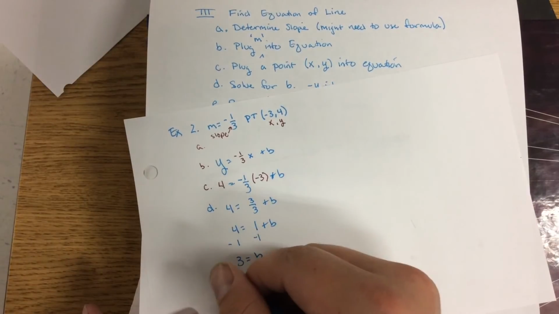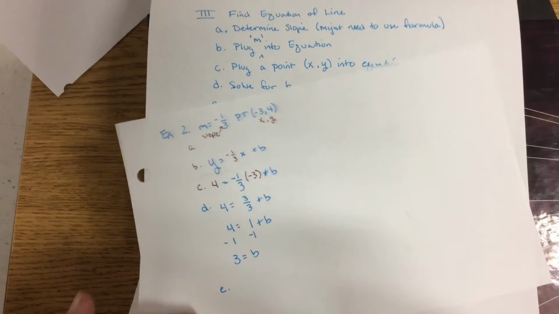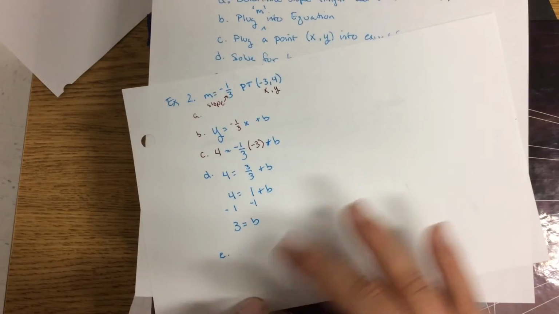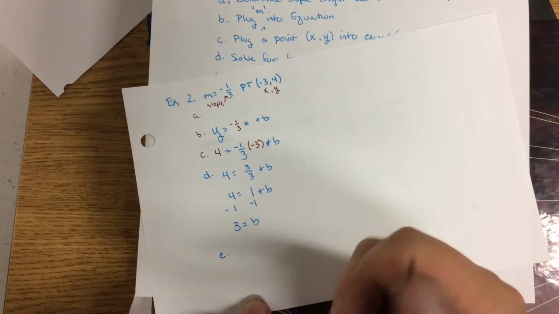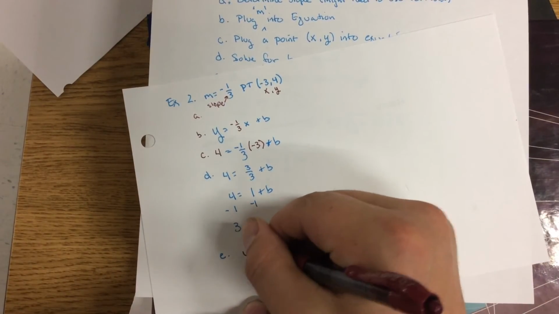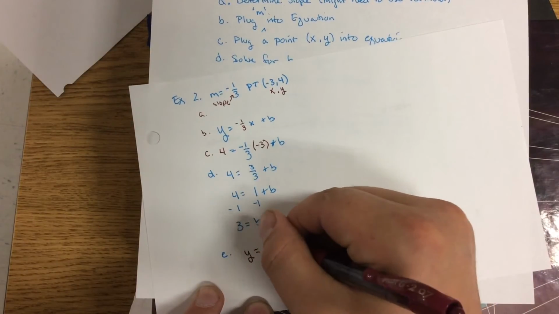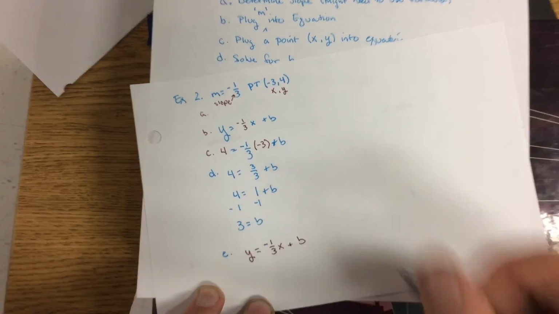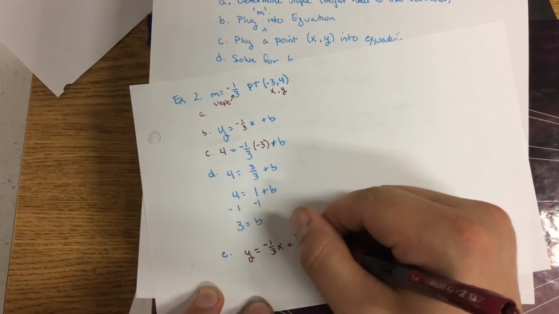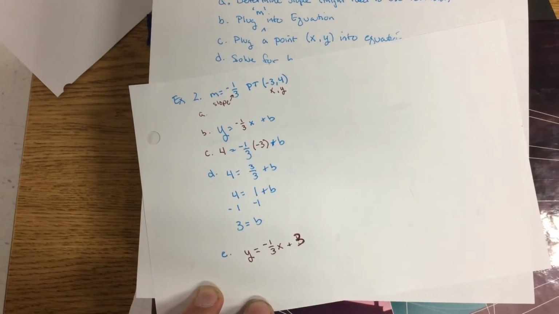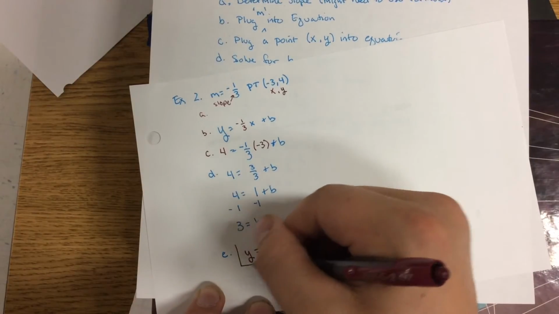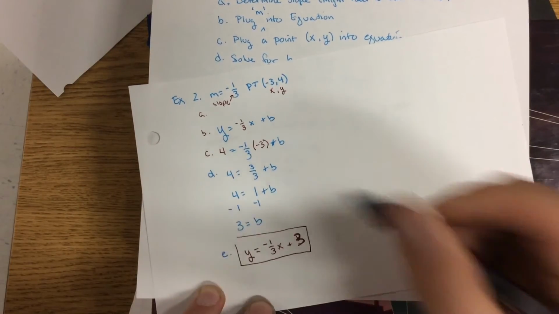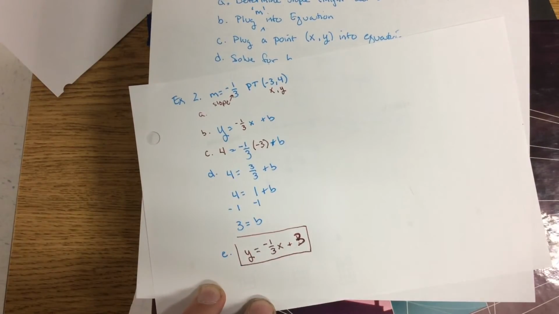We have one more thing to do. We have now found all of our pieces, so now we need to report our answer. So this is going to be y equals negative 1/3 x with a y-intercept of b. Or, sorry, 3. I'm making sillies all over the place here. Okay, so this is y equals negative 1/3 x plus 3.